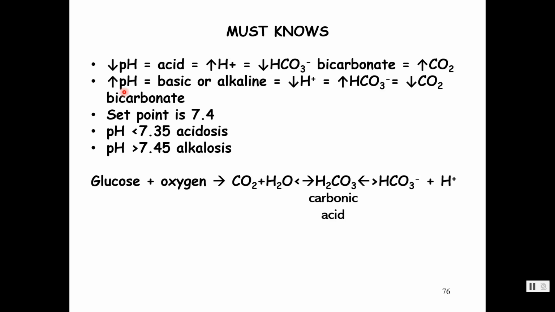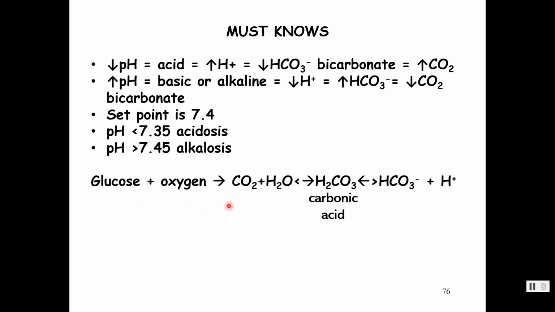We get an increase in pH. So when bicarbonate is high, pH is high. Or there's low CO2, so carbon dioxide. Our set point is 7.4. There's an acceptable range. So below 7.35, it's acidosis. Above 7.45 is alkalosis.